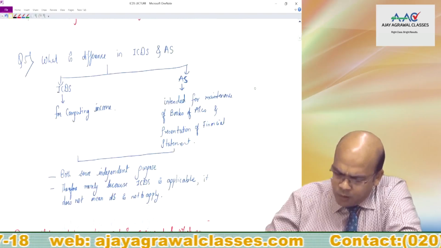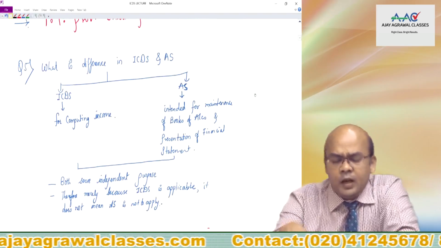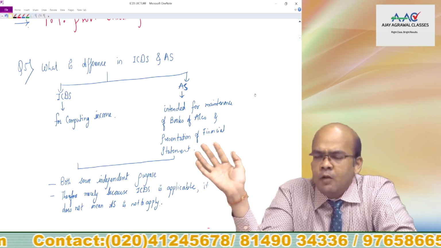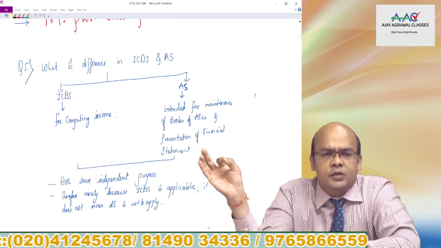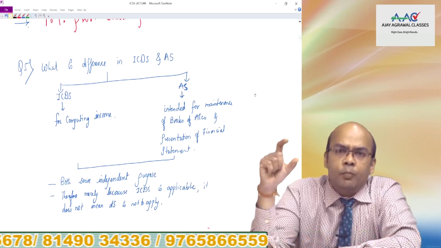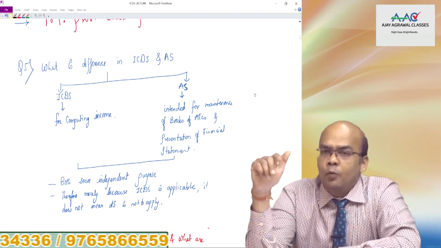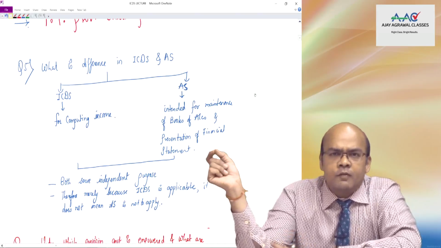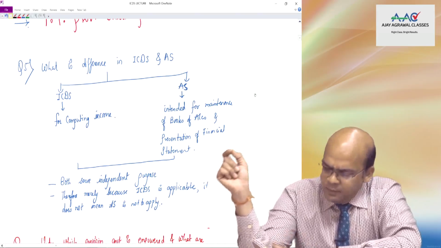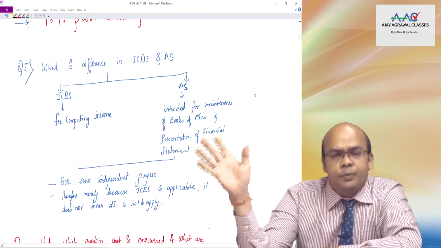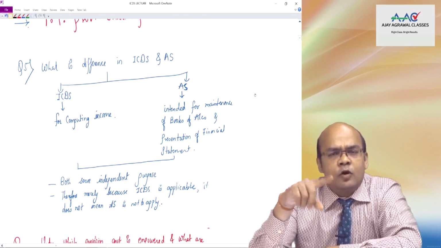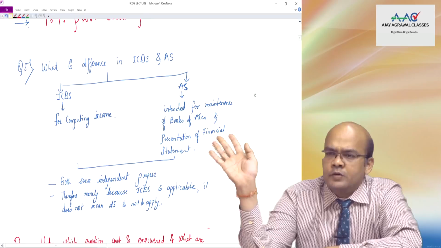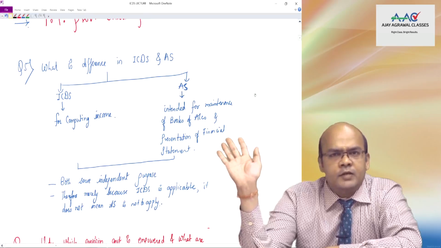Now, sir, what is the basic difference between income computation and disclosure standard and accounting standard? When I say income computation and disclosure standard, it is only for computing the income, whereas accounting standard is intended for maintaining books of accounts and presentation of financial statements. ICDS is only for computing, whereas AS is for maintaining the books of accounts and presenting the statement of financial affairs.